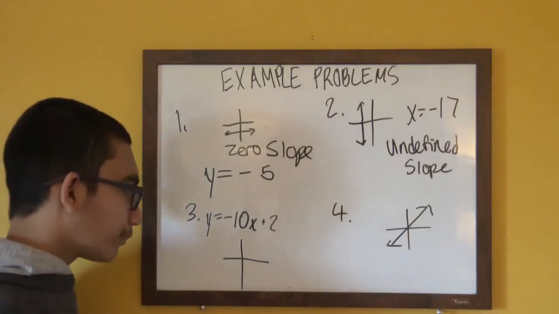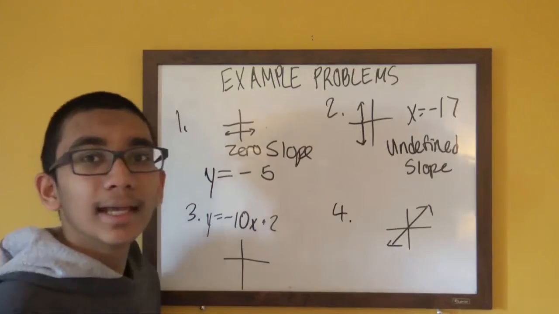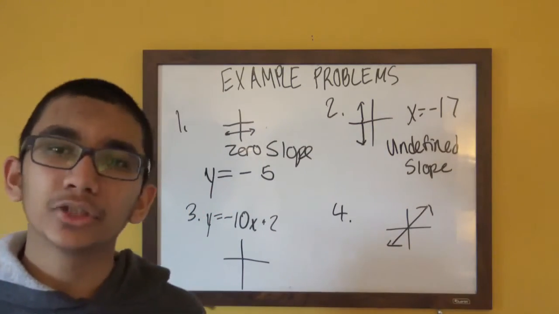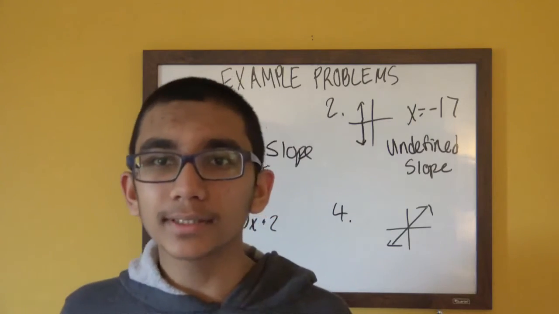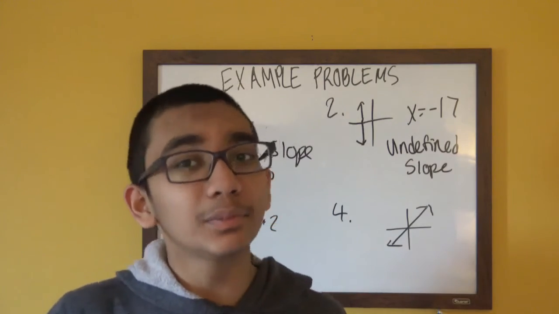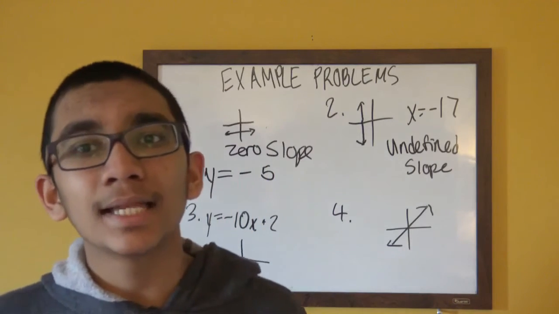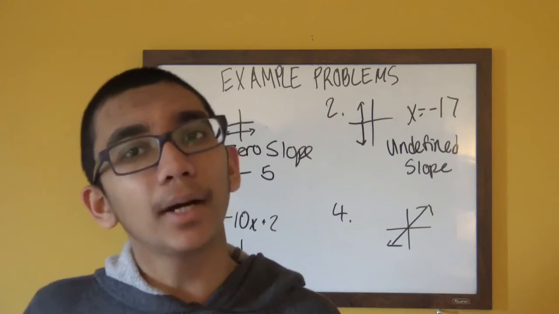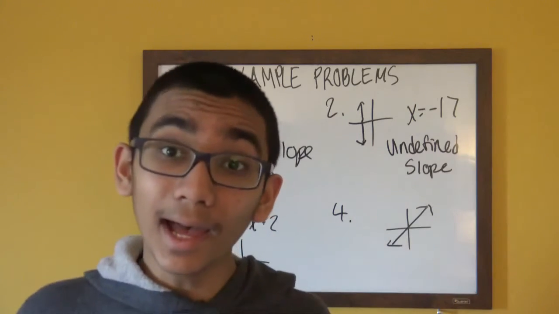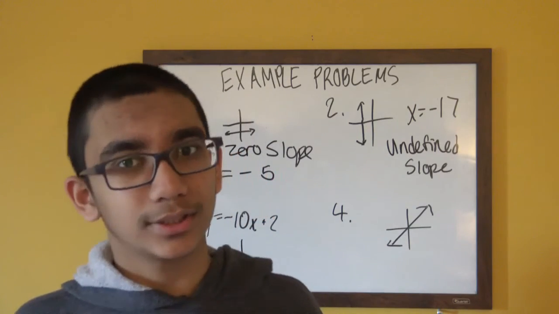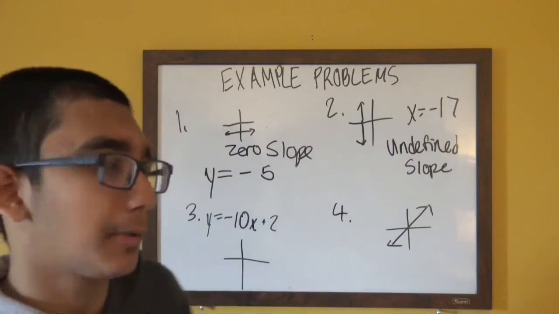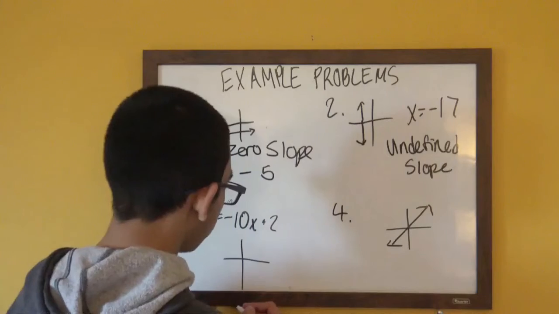For number 3, it says y equals -10x plus 2. The plus 2 doesn't really matter to us. It doesn't tell us what the slope is. But the -10x, that's pretty important, because it's -10, not +10. And the -10 is the m in mx. So it's the slope, which identifies that it is a negative slope. So let's put that.